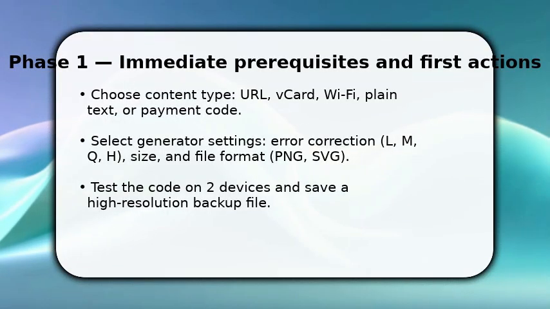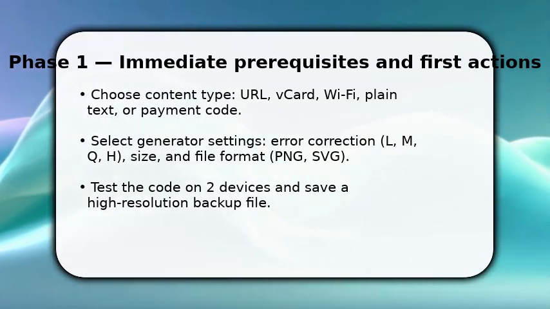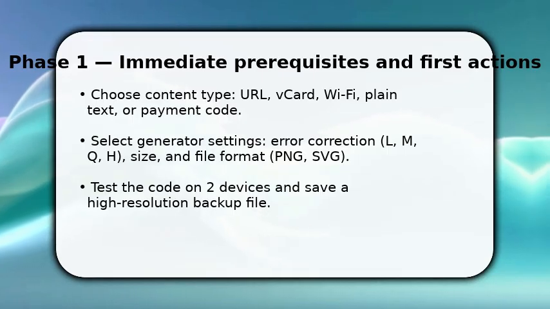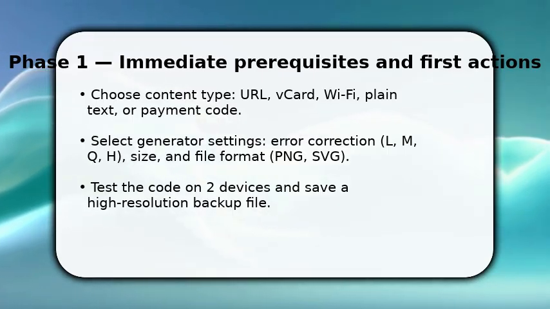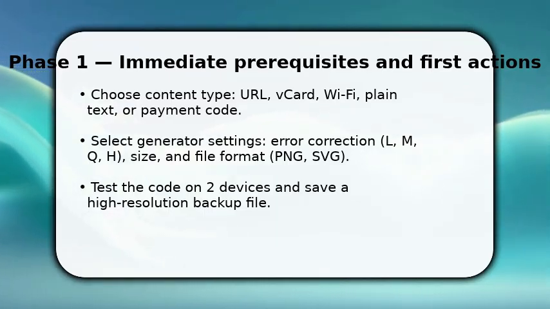You start by deciding what the QR will hold: a URL, contact card, Wi-Fi credentials, or a payment link. Use a reputable generator and set error correction to M or H so it survives damage. Once done, set size and format: SVG for printing, PNG for quick sharing, and export a high-resolution file.